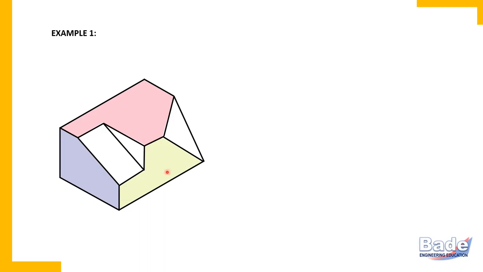Also, one more thing you should understand here. A corner of a solid body is formed by three edges. For example, this corner, where there are three edges meeting. Check this corner. There are three edges meeting at the corner.